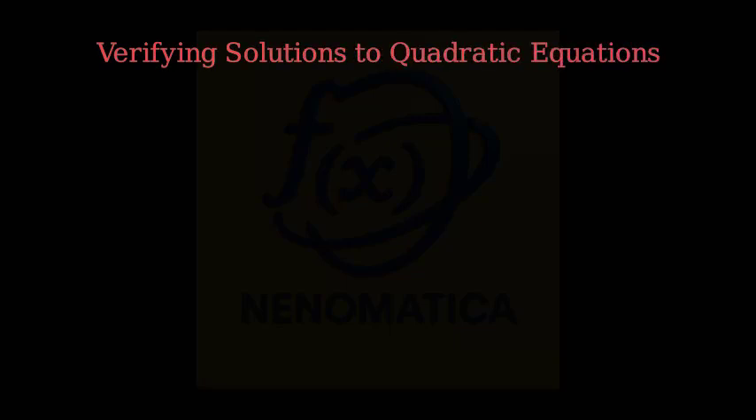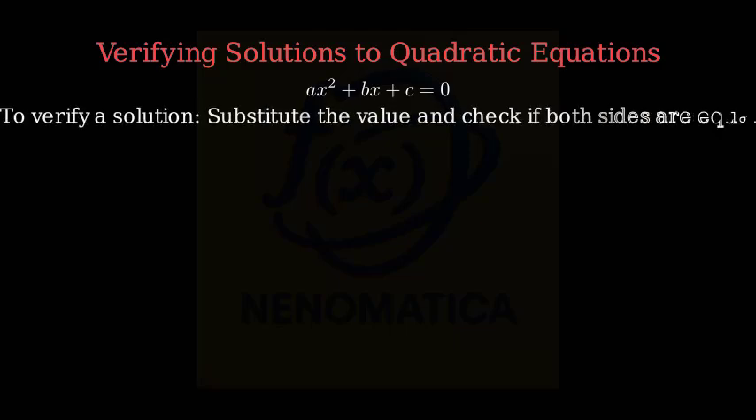Before we dive into specific examples, let's remind ourselves what a quadratic equation is. A quadratic equation has the general form ax squared plus bx plus c equals 0, where a, b, and c are constants, and a is not equal to 0. To check if a value is a solution to a quadratic equation, we substitute the value into the equation and verify that both sides are equal. Let's start with our first example.